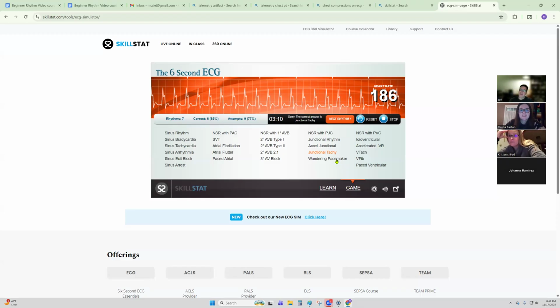That goes back to what I was trying to say with PACs versus PJCs. It's all squished together. You don't get to see that P wave all the time. So for them to say that's a junctional tachy, like the P wave's buried in there. Is it buried because it's all fast squished together, or is it buried because it's junctional?